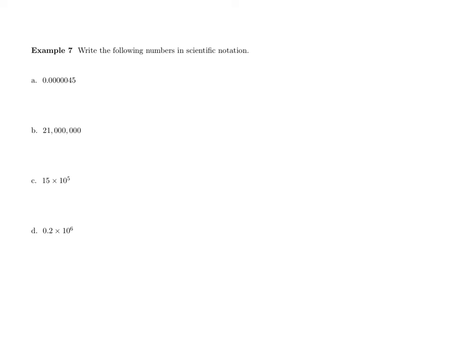In example 7, we'll go in the other direction now. We're going to take these numbers and put them into scientific notation. That means we want to write them as a times 10 to the power of n, and n is an integer, and importantly, a must be between 1 and 10, not equal to 10.